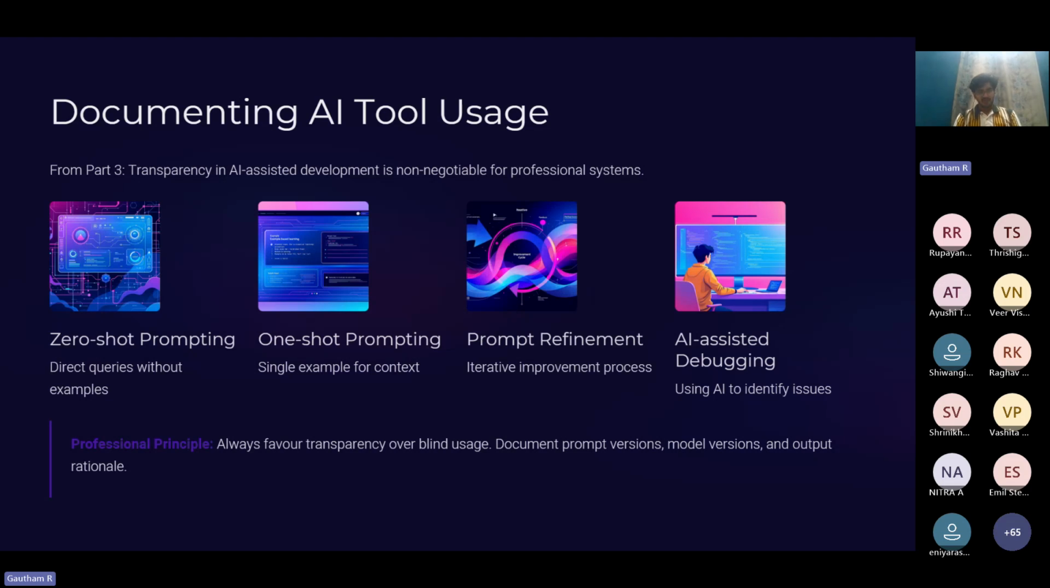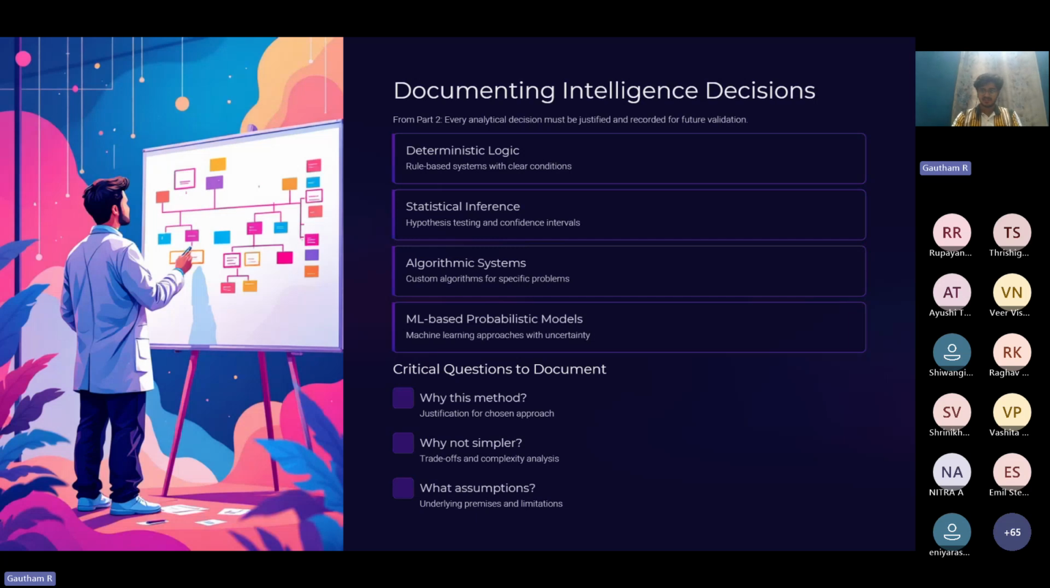So when it comes to documenting, you not only have to document the data part and the intelligence part. Whatever intelligence layer you are using, any ML model or any algorithm, you have to mention in the document why you have chosen this. You have to give the justification for it, and the trade-off, complexity analysis, and all the analysis that you did when choosing a model.